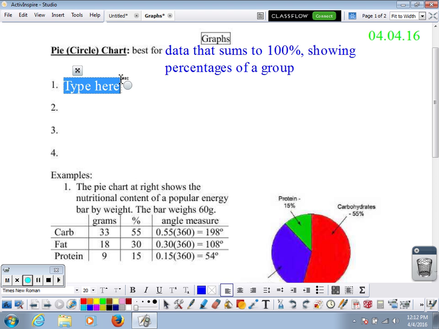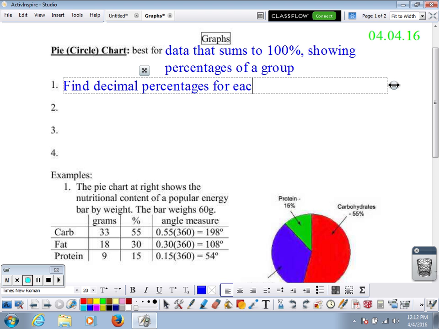Now, how to make the pie chart? Well, first we obviously have to collect the data. So we assume that we have the data to represent. Then what we're going to do is find the decimal percentages for each group. For each category, we'll find the decimal percentages. Remember, percentages are great to talk about. They're great for explaining things, but when we're going to actually do any math, we have to convert those to decimals. So we're going to start right away, find the decimal percentages for each group, for each category.